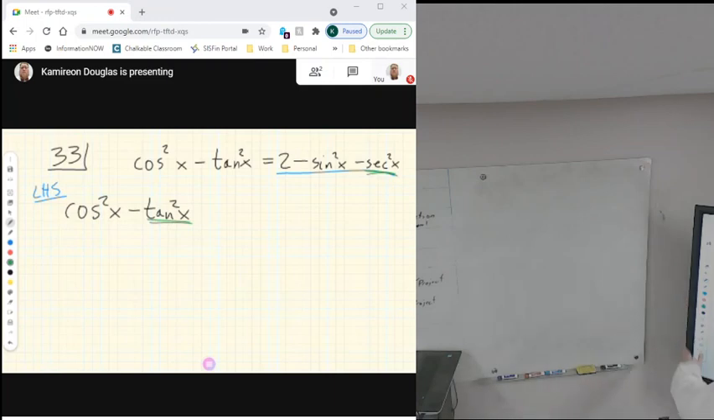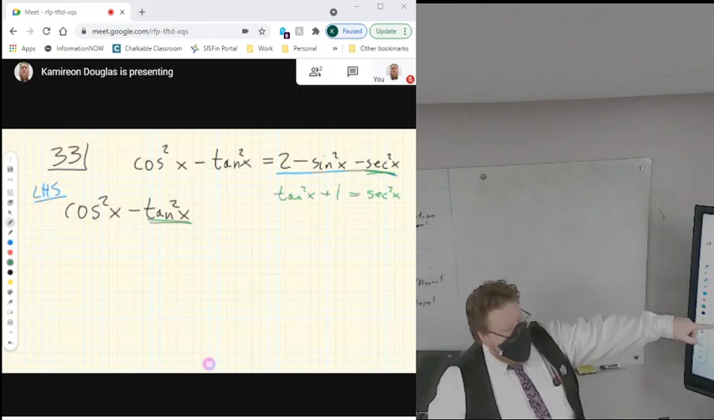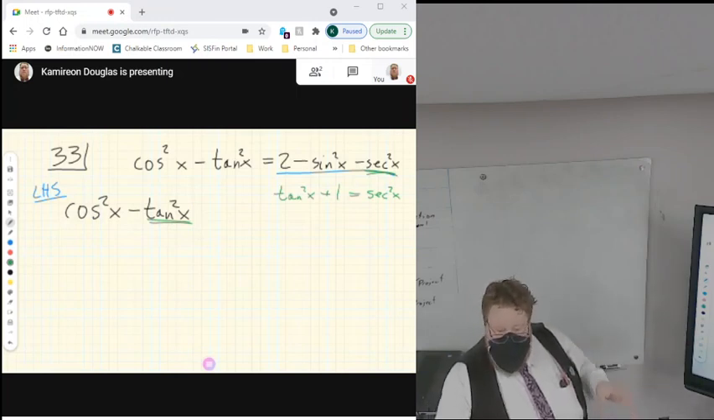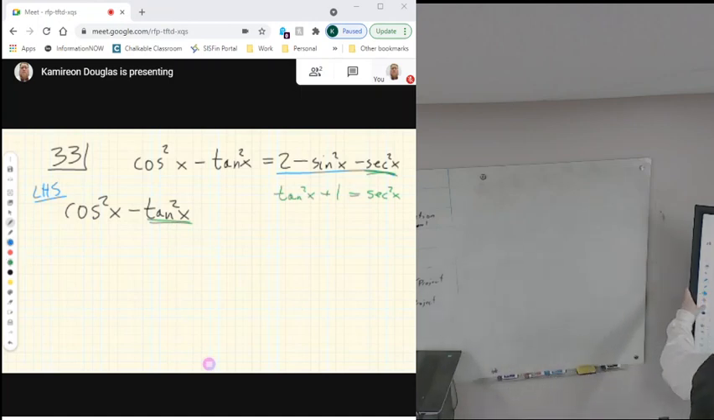So we know that tangent squared of x plus 1 is equal to secant squared. Now, if you look at my problem, I don't have tangent squared plus 1. I have just tangent squared. So if I modify that formula a little bit, I could get just tangent squared by itself. So that's what I'm going to do. How would I have to work this equation to get tangent by itself? You subtract. Yeah, I subtract 1. I end up with tangent squared of x is equal to secant squared of x minus 1.